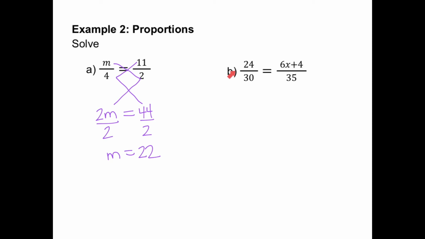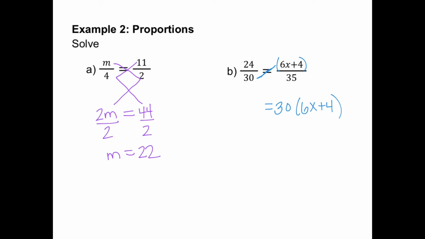But when we get into something like b, the cross multiplication, like this 30 times this 6x plus 4, is going to take some extra steps because it is a distribution. The 30 is not just being multiplied by 6x. The whole expression 6x plus 4 is in the numerator, so the 30 needs to be multiplied by the entire numerator, which really ends up looking like this when we need the distribution.